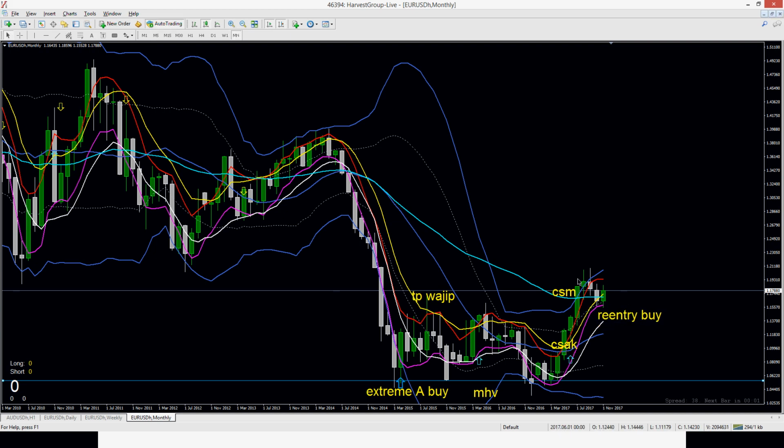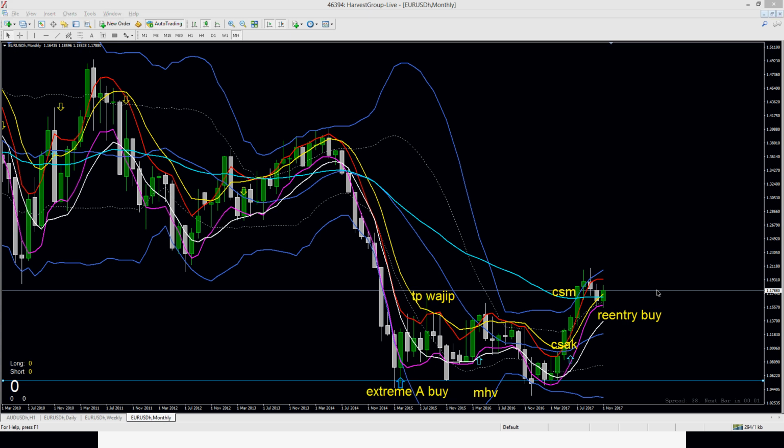So this candle is still not closed, so we still don't know whether it's a re-entry buy or not. But on a bigger scale, the story is what I see right now is the only reason why daily and weekly went down is to create a re-entry buy for the monthly time frame. Okay. So that's the signals and setup for the monthly time frame.